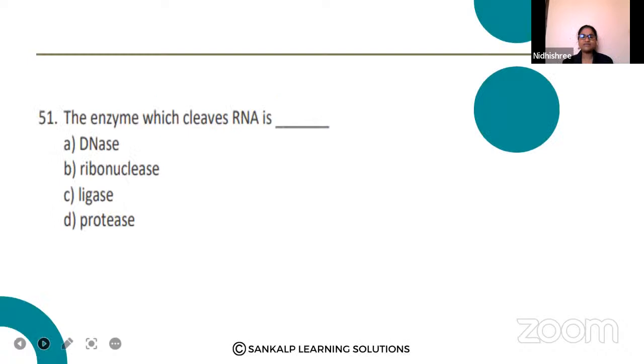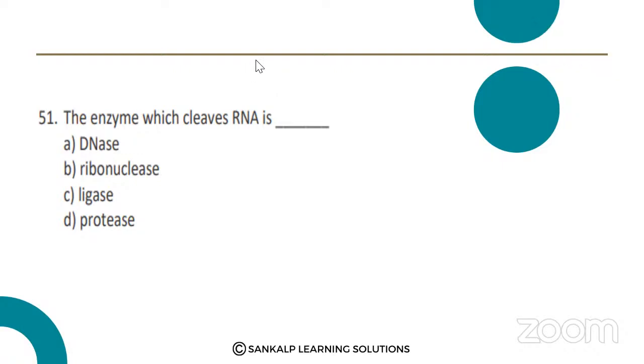The enzyme which cleaves RNA is called DNase, ribonuclease, ligase, and protease. Option B, ma'am. Okay, Padma answered as option B. Kanchana Raj also voted for option B. And the majority of the chat answered by Suha, Ramya, then Padma and Chandru. Most of the answers are also voted for option B.